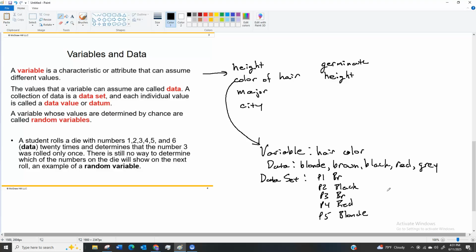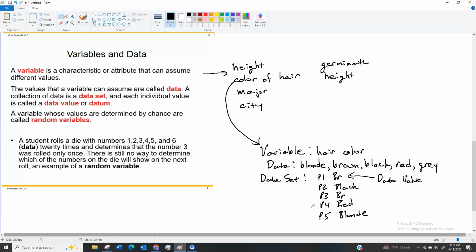Okay, you didn't come across anybody that had gray hair. But you have 2 people that had brown hair, 1 person that had black hair, 1 with red, 1 with blonde. This is your data set. Your data set is brown, black, brown, red, blonde. That's the entire set of the 5 people that you surveyed. Of course, most studies would probably have more than 5 people, but it would be the entire collection of everything that you got from the people that you surveyed or that you researched. Each individual value is called a data value. So the first data value is person 1 is brown. So that's an individual data value.